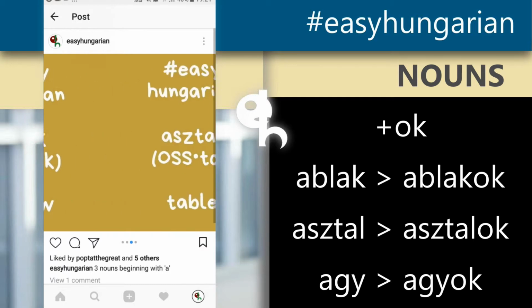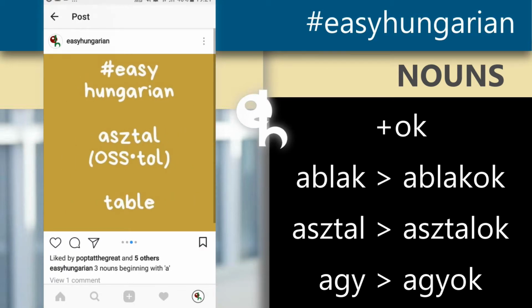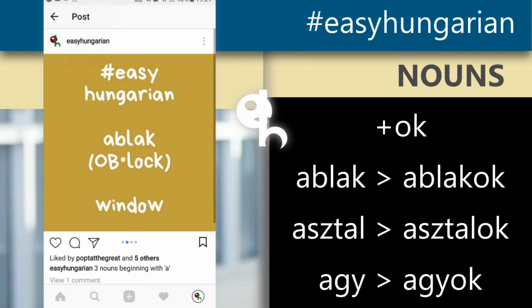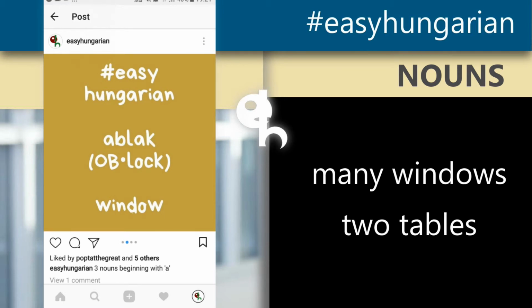So you can sense the rhythm coming through there, the vowel harmony. Asztal, it's not asztalek, it's asztalok. And rögy becomes rögyök.